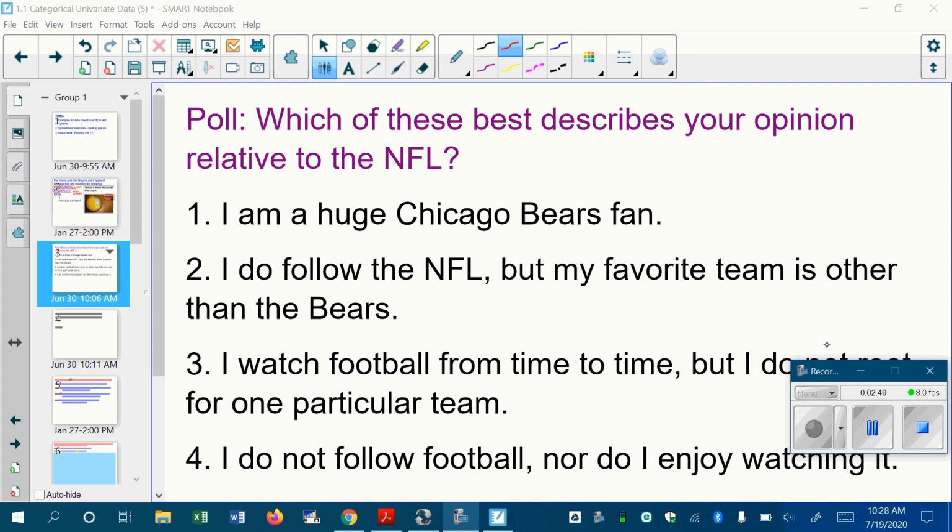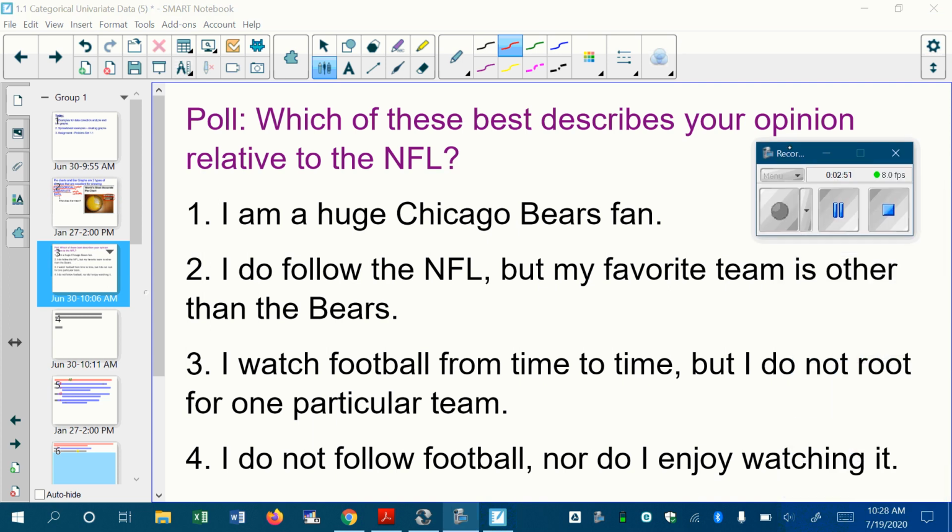Okay, so here is an example of a question that is going to lead to categorical univariate data. If we were in person right now I would do this as a survey, right? So I'm kind of into NFL football, I gotta say. And so that's what came to mind for me as a categorical question I could ask. So for example, the question might be, which of these statements best describes your opinion relative to the NFL?